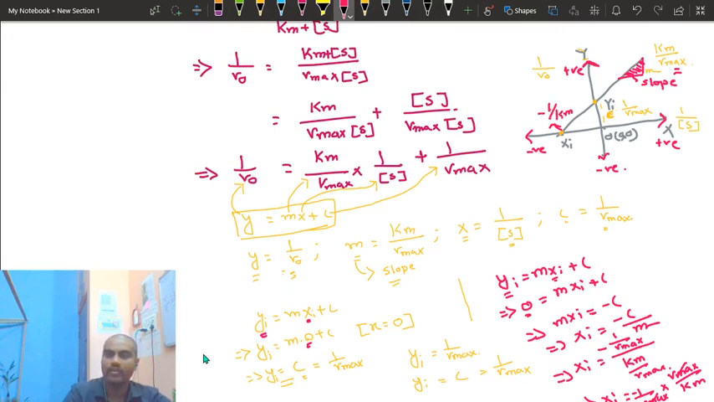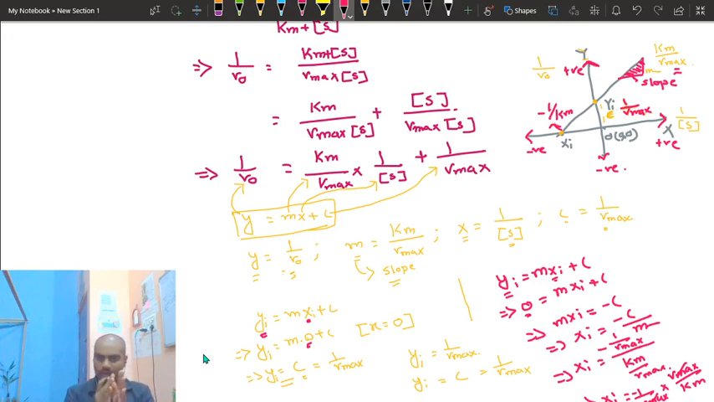And the value of the y-axis intercept is just equal to the value of c, which I already mentioned is 1 by Vmax, right? So there is no change between the value of the y-axis intercept and the c value, because the value of the y-axis intercept is exactly equal to the value of c, that is 1 by Vmax.